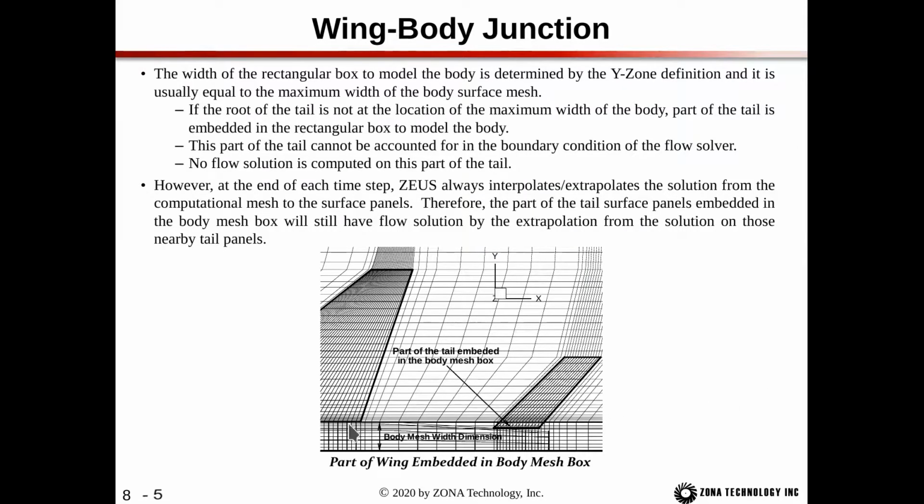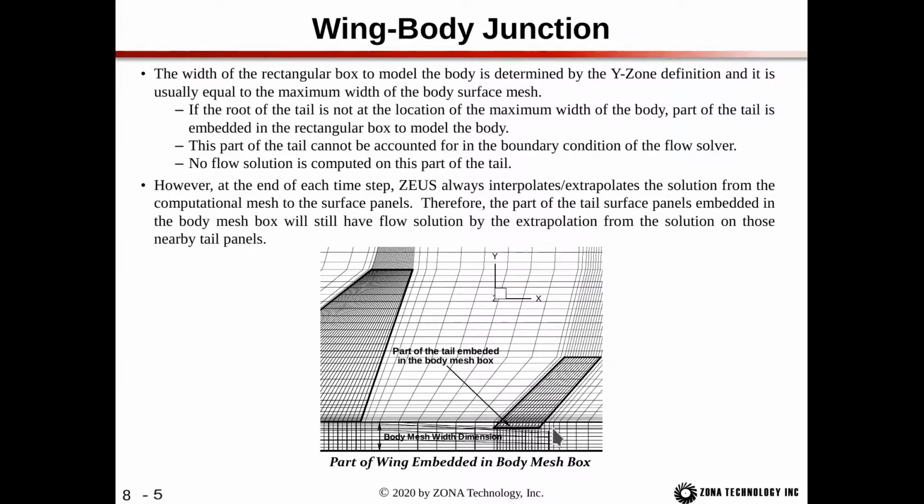In this example, we have the wing up here. This is where the Y-zone is. And we have our body curving back here so that the horizontal tail comes back to here. These panels, you can see, are inside the body box, because the body box boundary is where the Y-zone is. So these panels are inside the body box and no flow solution will be computed. However, at the end of each time step, ZEUS will extrapolate the solution from the computational mesh onto the surface panels.